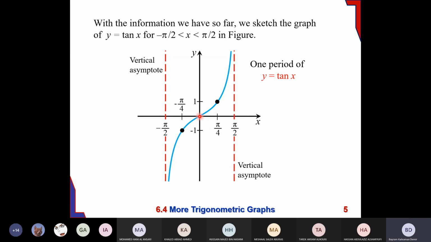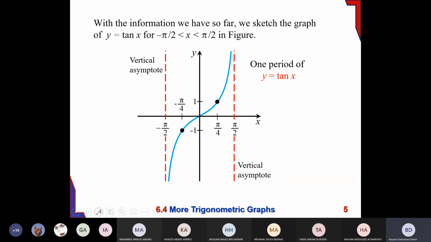Let's check the point at the origin. If x is 0, tangent will be 0, right? Tangent of 0 is 0. And when I check another point, for example pi over 4, tangent of pi over 4 is 1. Now it just starts increasing.